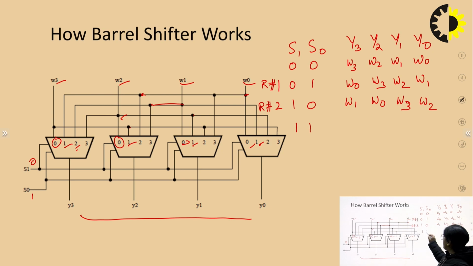Now it's 1, 1. Now in this case, this will be connected to W2. This is connected to W1, W0 and W3. So here you can say right shift by 3.